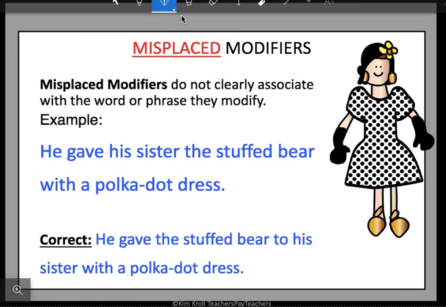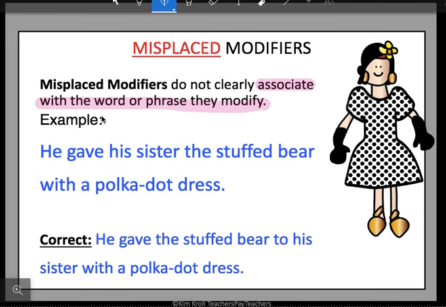On the other hand, we have misplaced modifiers. So a misplaced modifier does not clearly associate with the word or phrase they modify. So what that means is that it has something to modify, but it's in the wrong place in the sentence. So it makes it kind of sound incorrect. It makes it sound like it's modifying something else. So let's look at an example to make this make more sense.